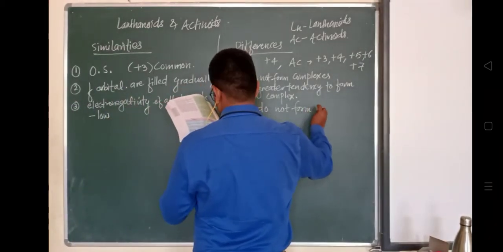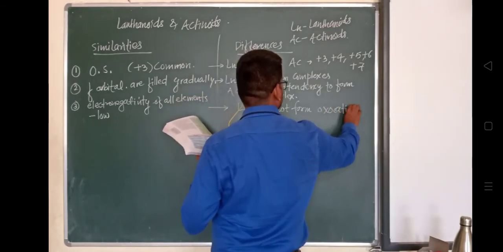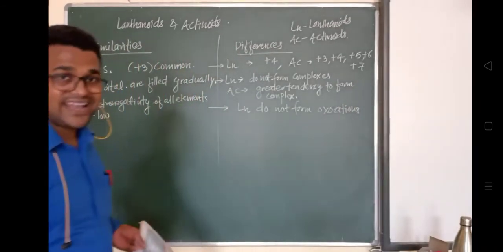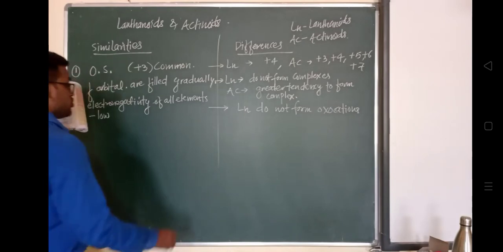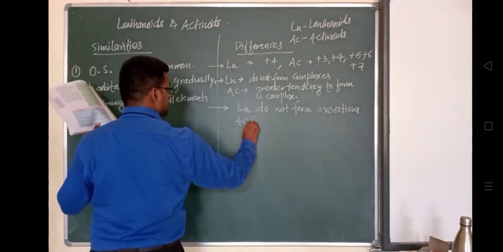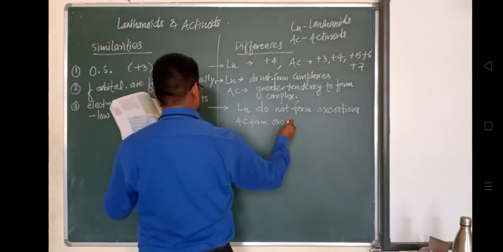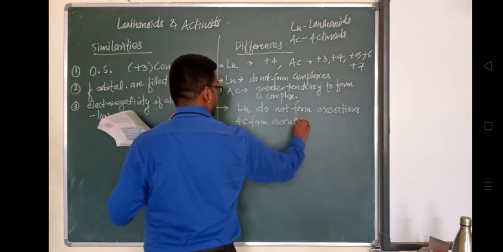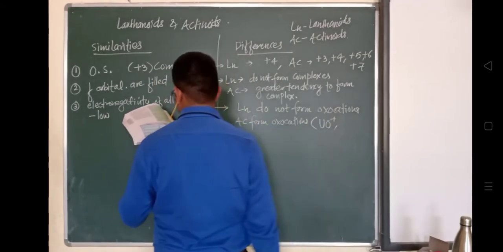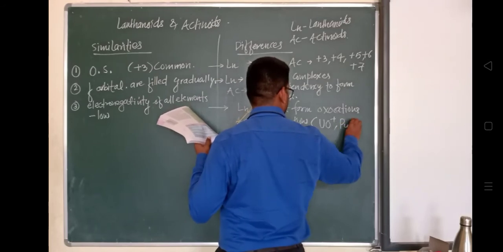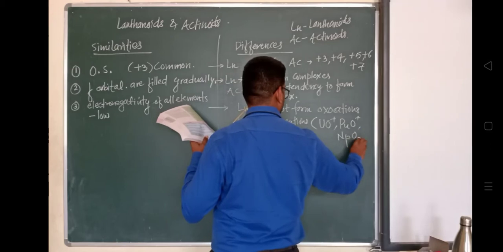These oxocations are UO2 plus, then plutonium PuO2 plus, then neptunium NpO2 plus. In this way, these are called oxocations: oxo, oxygen, cations, positively charged. So lanthanoids do not form such oxocations as are produced by the actinoids. This is the difference. We are classifying what the similarities and what the differences are.